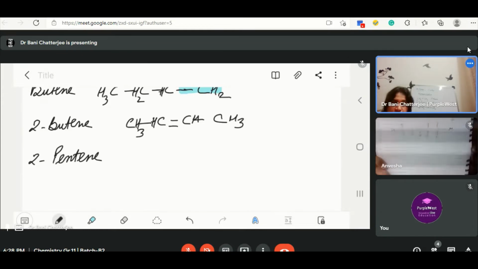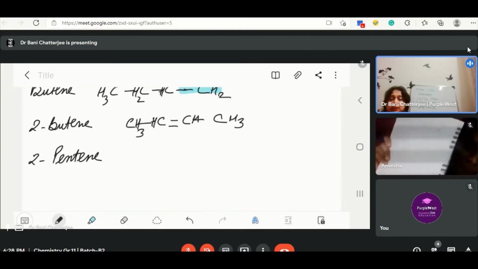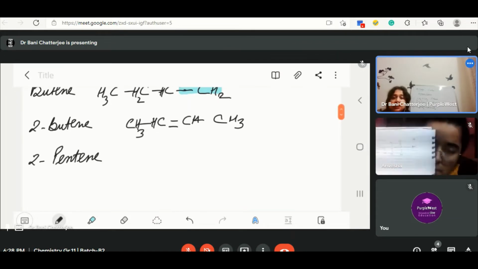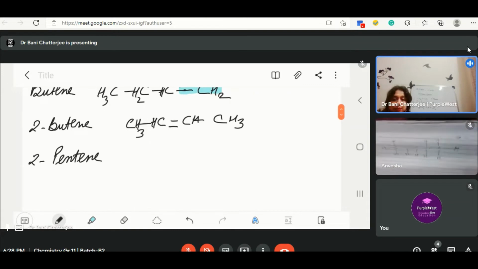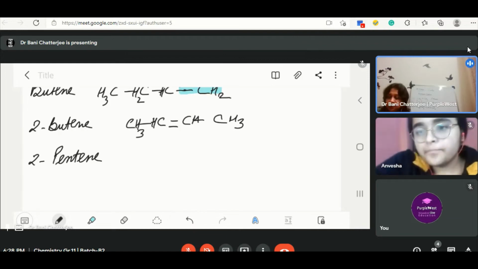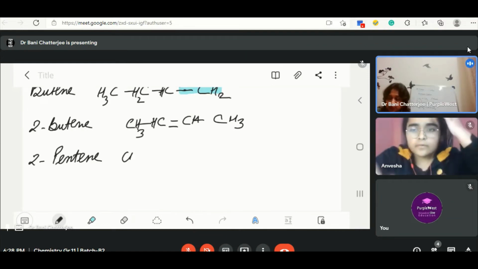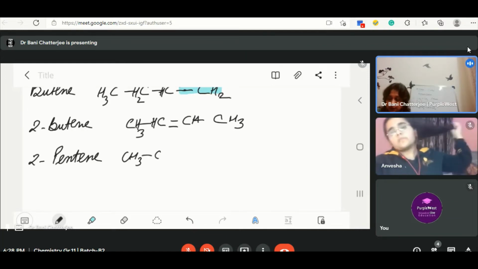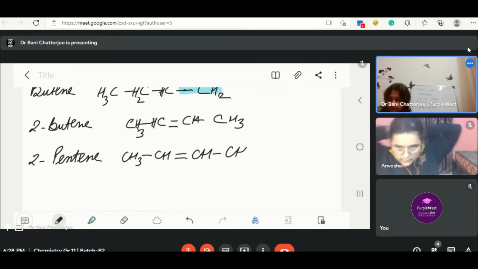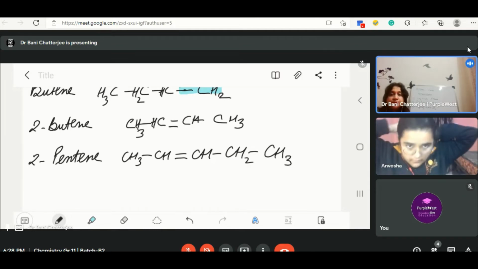In between the second and the third carbon you have drawn, it is not visible clearly. Yes, correct. I will draw there also, because I was not able to show clearly. Just check. You have drawn in this way?